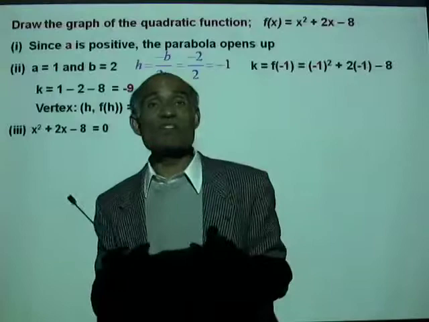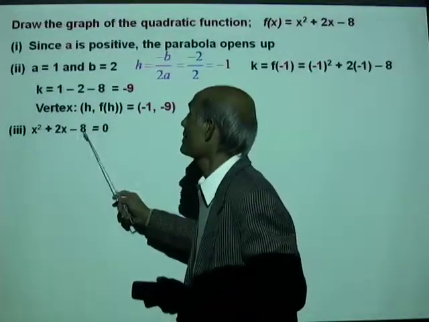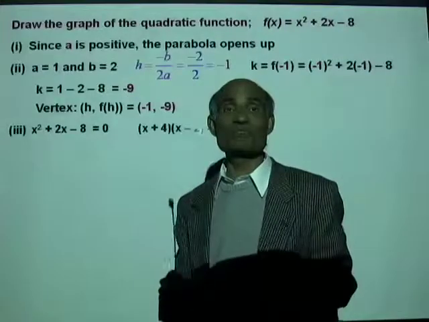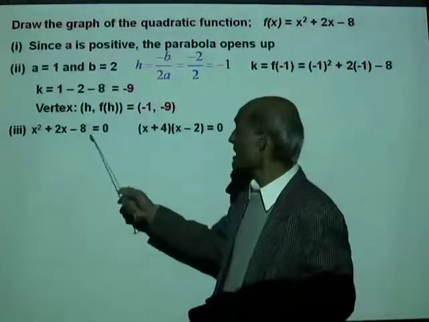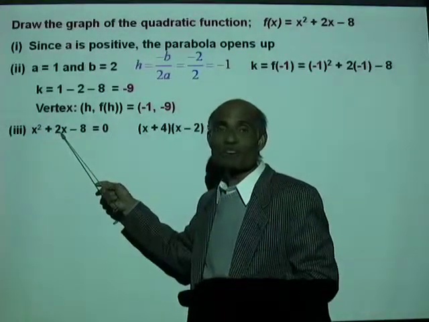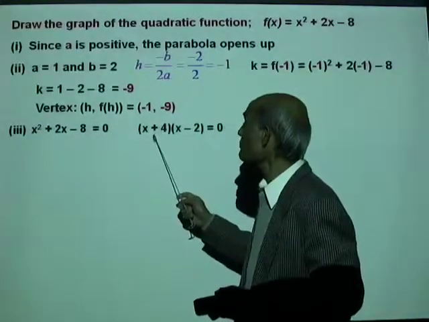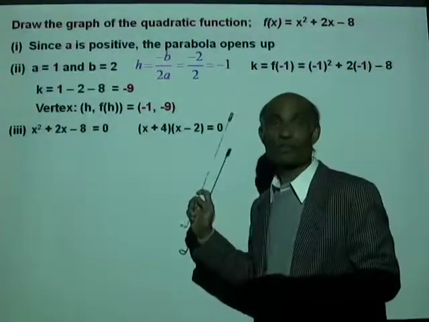Next we want to find the x-intercept. x squared plus 2x minus 4 equal to 0. Actually, you don't need the calculator to do that. This can be easily factored. I hope you know how to factor polynomial functions like this. This is (x plus 4) times (x minus 2) equal to 0.